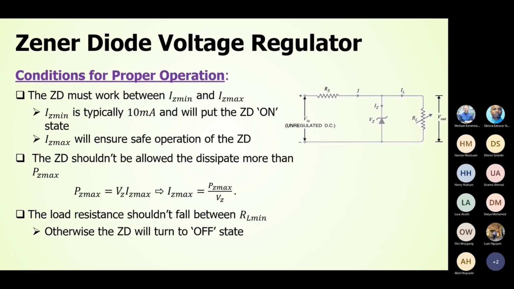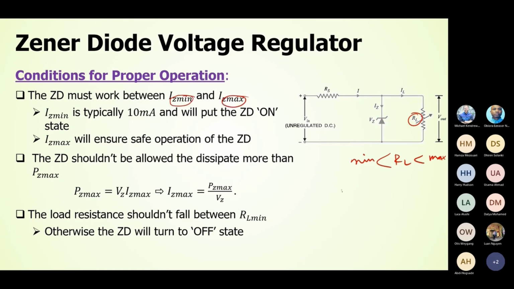Now to ensure the proper operation of the Zener diode, meaning the circuit will always be on, one thing we have to ensure is our RL min and RL max is maintained, meaning our load resistor value is always within the limit. So always within the min and max. Okay. So the Zener diode must work between Iz min and Iz max.